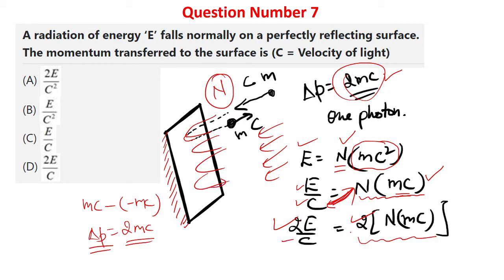Okay, so multiply by 2 on each side. So this is the expression for change in momentum transferred to the photons. But according to law of conservation of momentum, whatever change in momentum is suffered by the photons, same momentum is transferred to the reflecting surface also. So this is the change in momentum suffered by the photons, and equal change would be received by the mirror also. So momentum transferred to the reflecting surface is also equal to 2E by C.